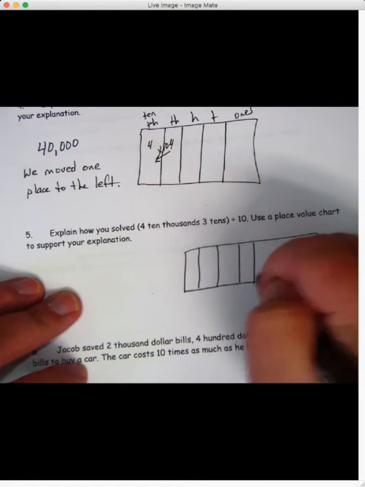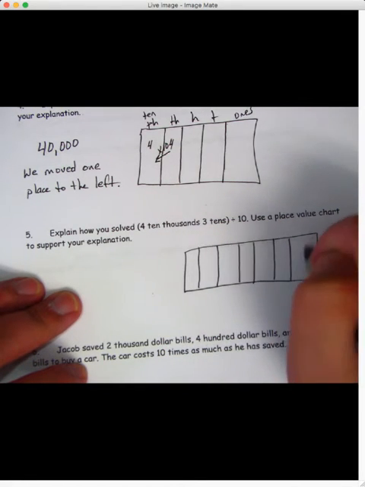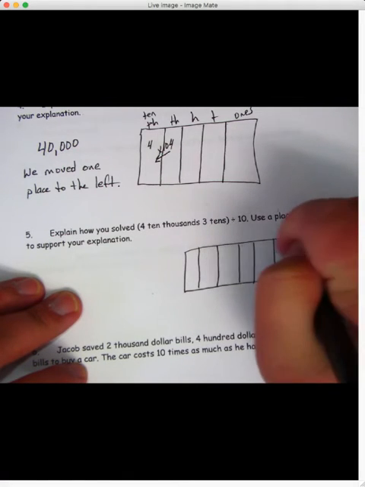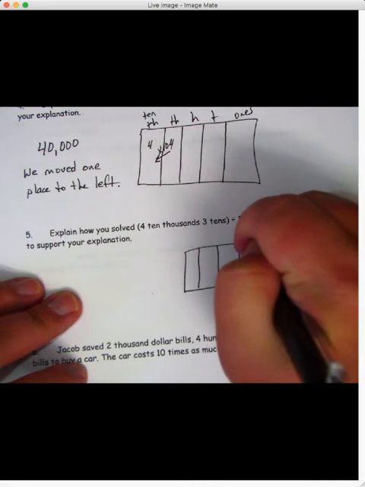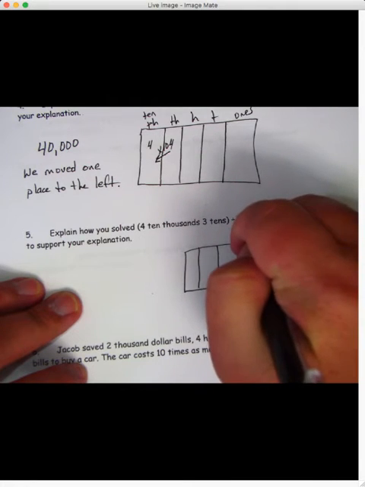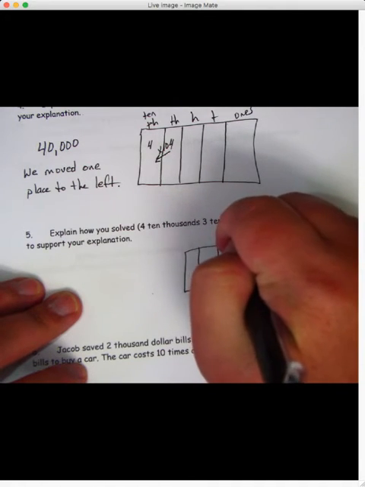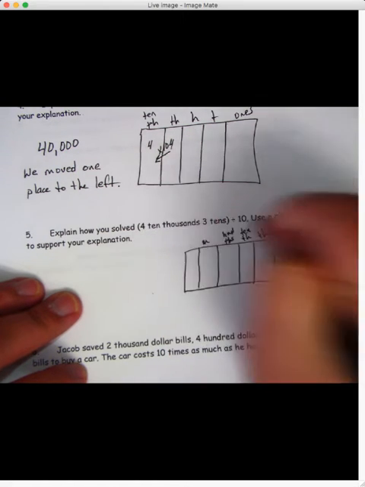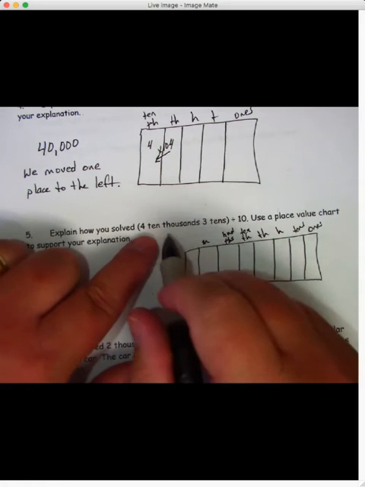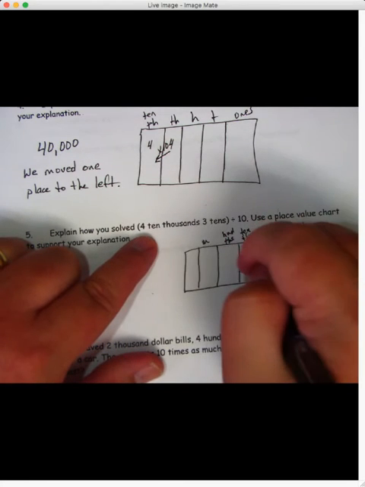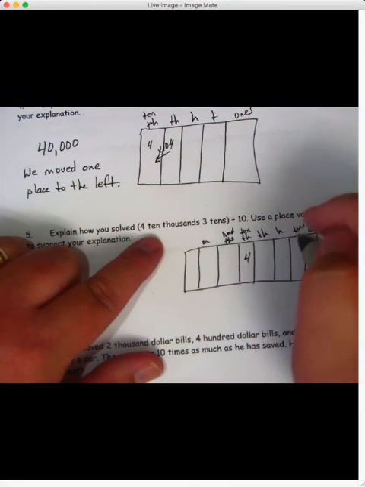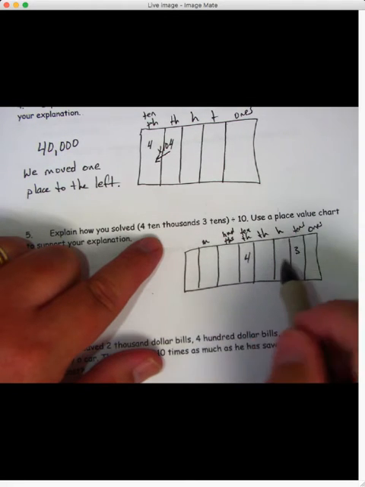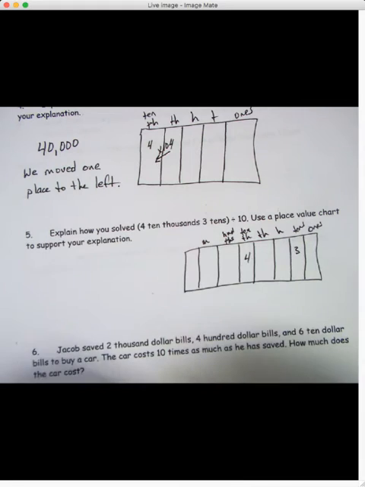You're drawing it with me, I hope. So here's our ones, tens, hundreds, thousands, 10,000s, 100,000s, and millions. I drew one extra, didn't I? So this says 4 10,000s and 3 tens. 4 10,000s and 3 tens divided by 10.